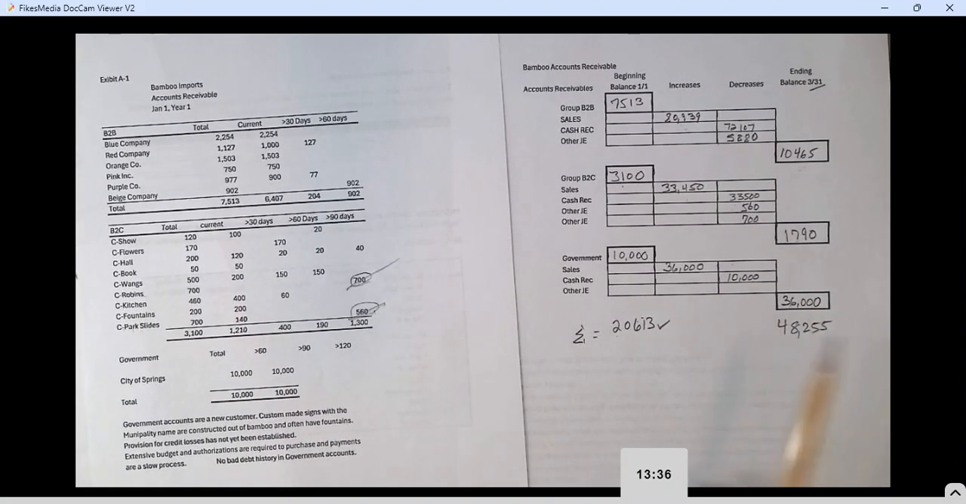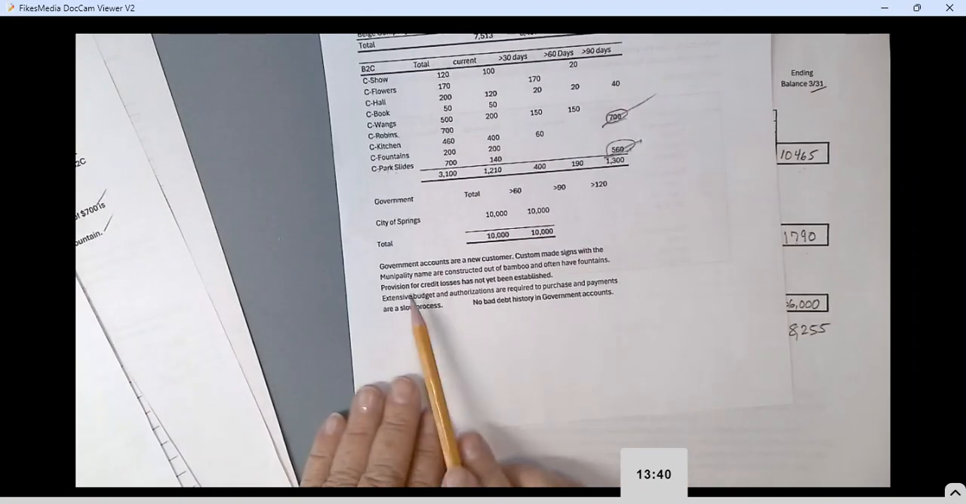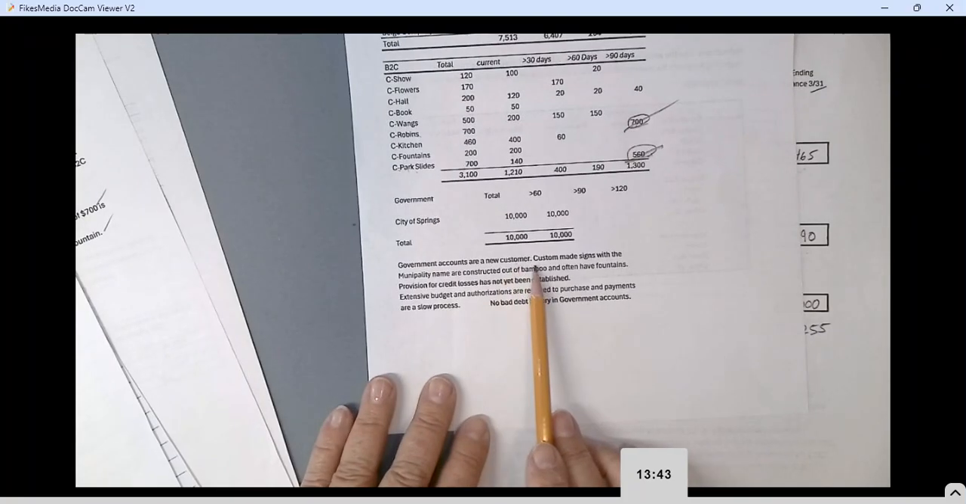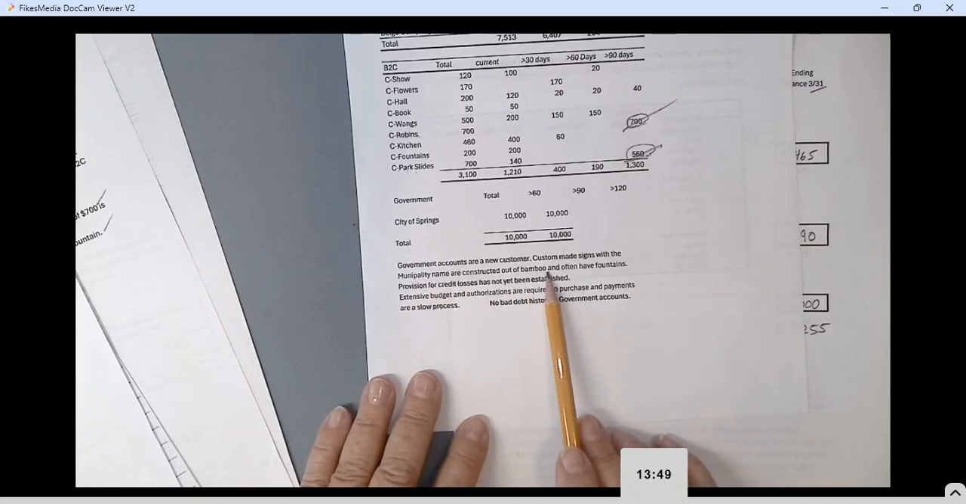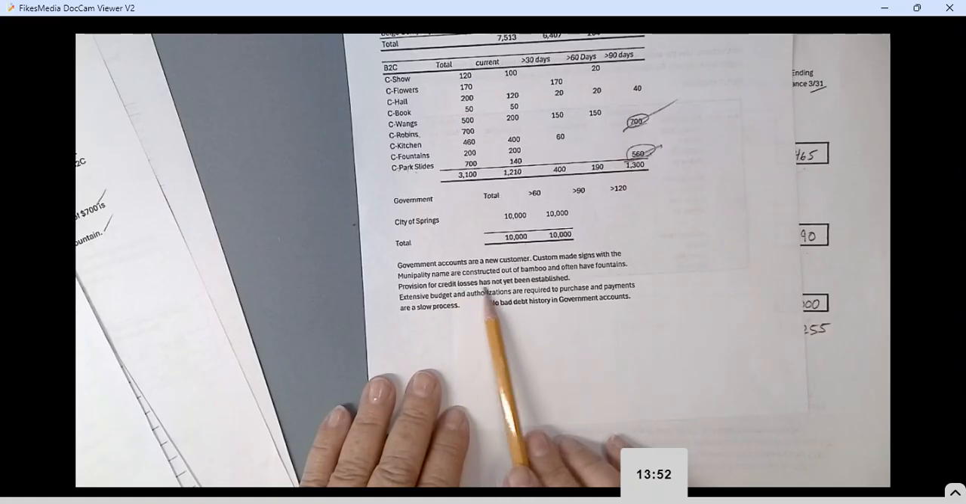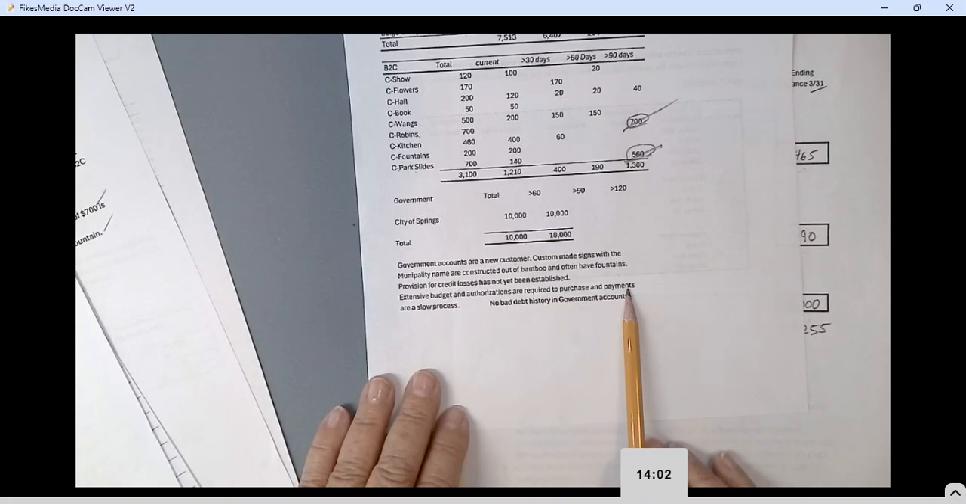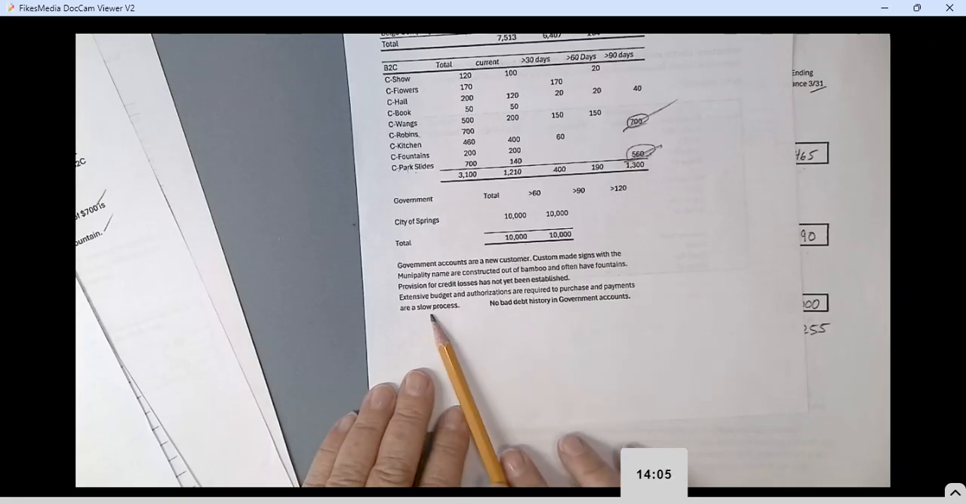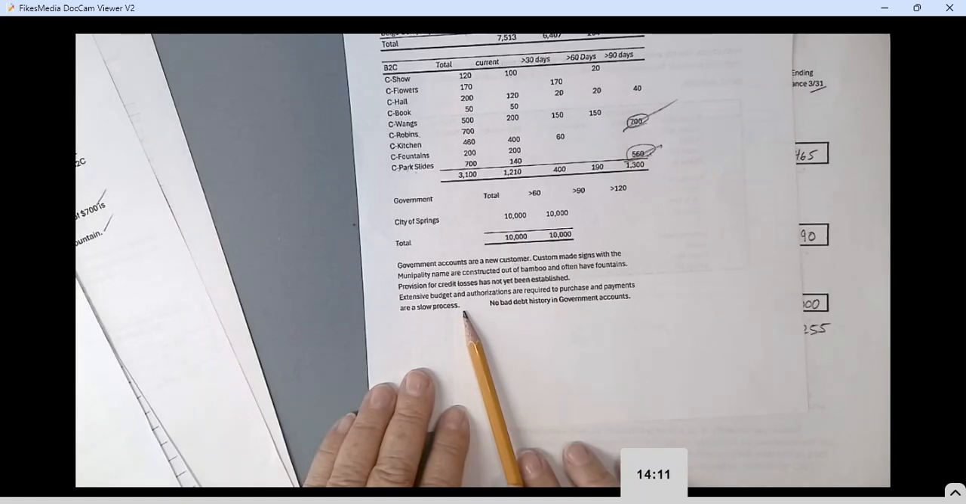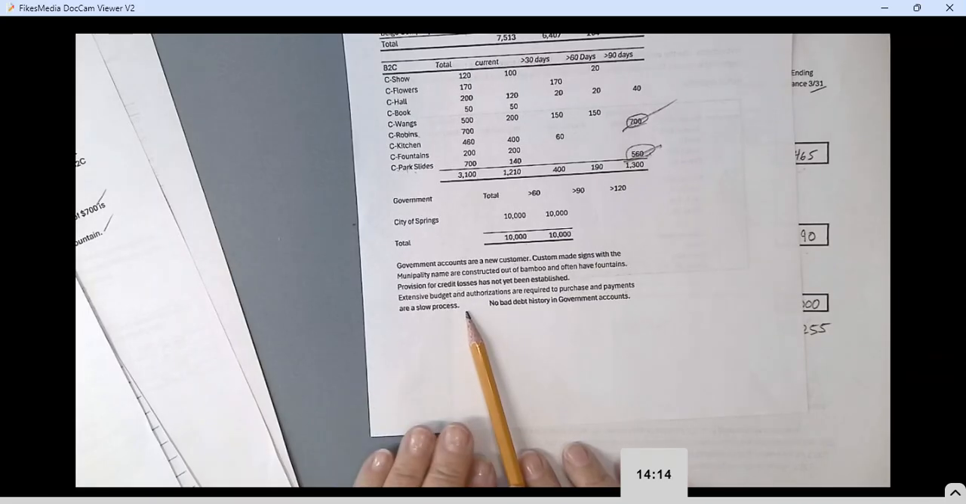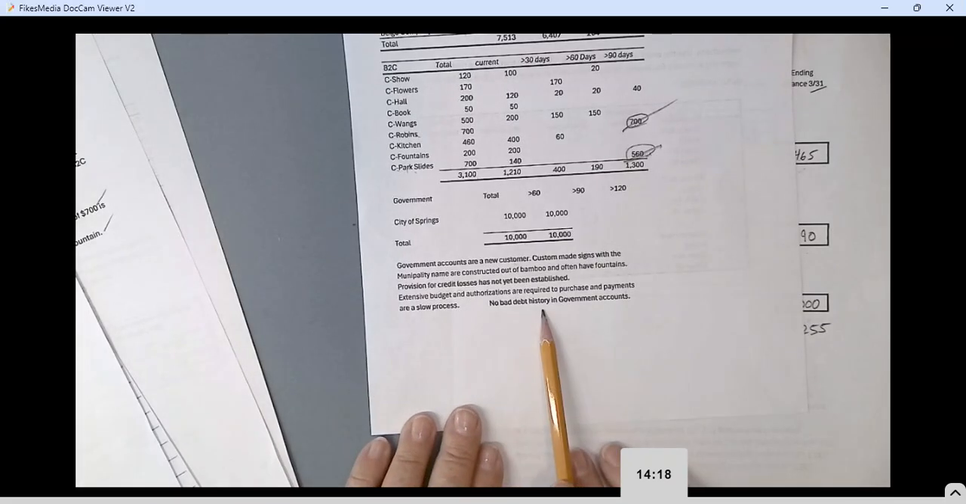So right now you don't have any history, and on the aging, it said that government accounts are a new customer, and the custom-made signs, municipality names out of bamboo, and often have fountains, and they also do interior fountains for libraries and schools and things like that. So they have extensive budget authorizations required to make the purchase, and payments are usually a slow process. A lot of times the entire accounts payable that are being sent out need to go to the board meeting for approval, and sometimes that's only held once a month. So some of these governments can run kind of slow, but they actually do pay.